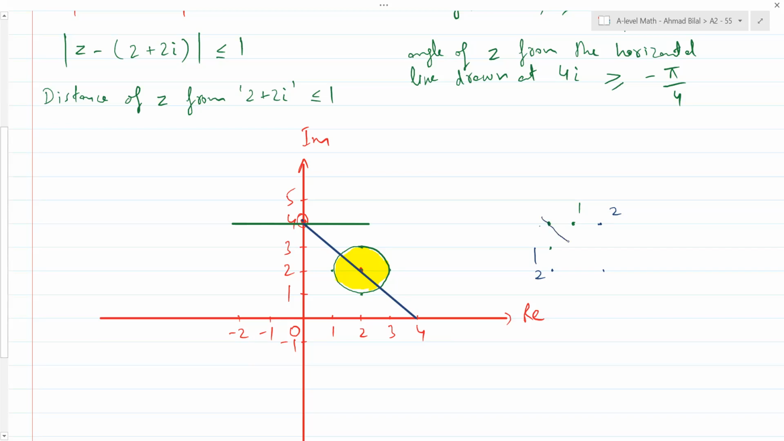Now look, 1 unit right, 1 unit down, that's this point. 1 unit more right, 1 unit more down, that's this point. The line passes through the center here. Does that make sense?